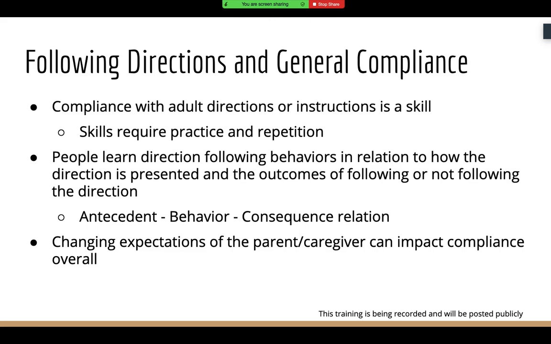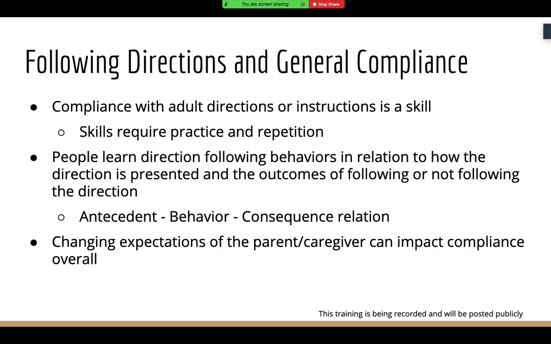People learn direction following behaviors in relation to how the direction's presented and the outcomes of following or not following the direction. So in the past weeks, we've talked about the antecedent behavior consequence relationship. And this is really important when we're talking about shaping up some good direction following behaviors. And just keep in mind throughout this that changing expectations of a parent or a caregiver or teacher can really impact a child's compliance overall.